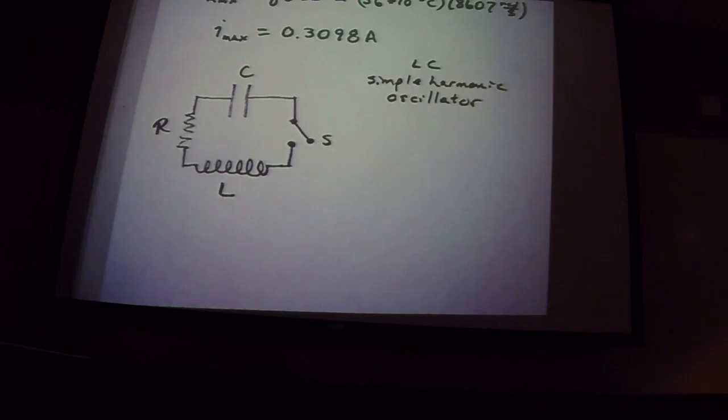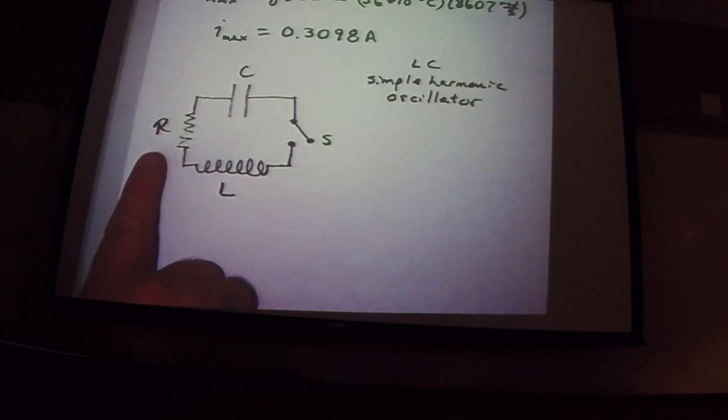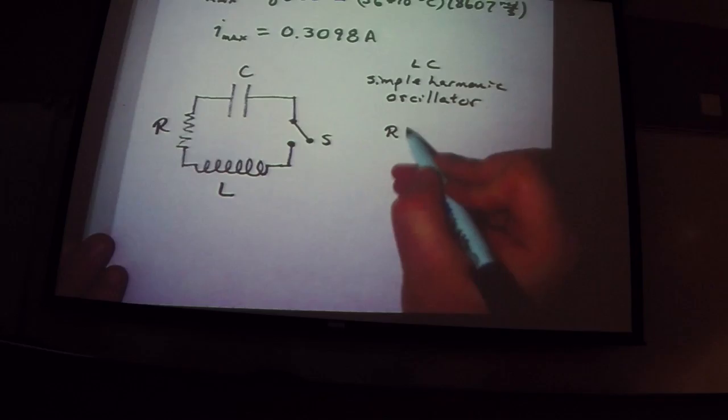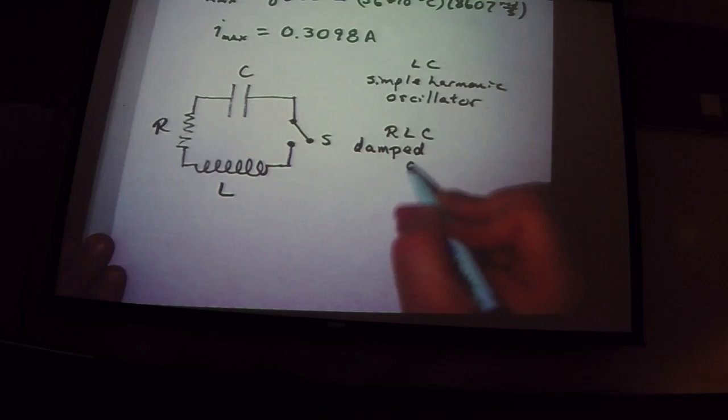What do you think the resistor would do with that? Dissipate. It would start dissipating the energy from the L and the C. And so it's like including friction with your spring. It's like including the friction with the pendulum. That's why pendulums don't go on forever, why springs don't go on forever, because they're not just simple harmonic oscillations that go on forever.